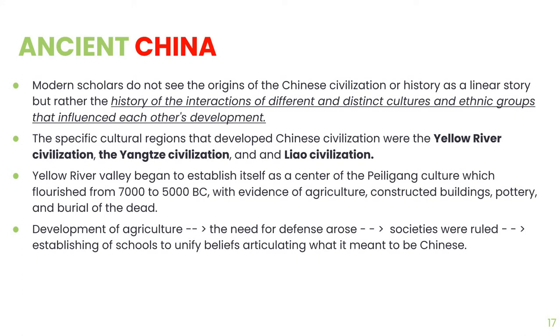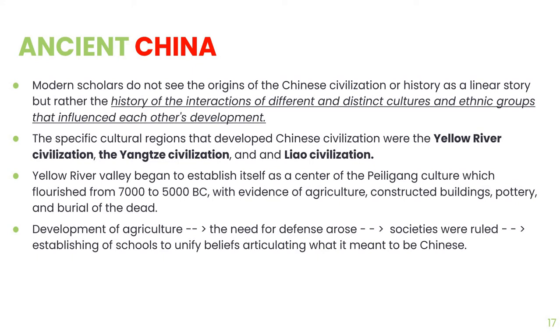Okay? But there were three notable civilizations in the ancient China. These were the Yellow River civilization, the Yangtze civilization, and the Liao civilization. These are named after the rivers in ancient China. Well, even they are still existing today, no? The Yellow River, the Yangtze River, and Liao River. Yangtze is the longest Chinese river, followed by Yellow River. Ang Yellow River is in the north part of China, while the Yangtze is in the southern part.